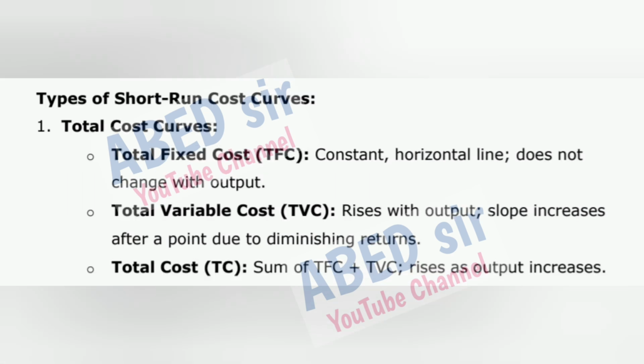1. Total cost curves. Total fixed cost, TFC, is constant, a horizontal line, and does not change with output. Total variable cost, TVC, rises with output, and its slope increases after a point due to diminishing returns. Total cost, TC, is the sum of TFC plus TVC, and rises as output increases.